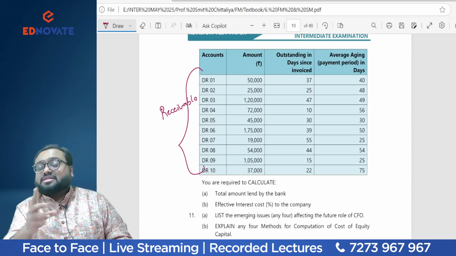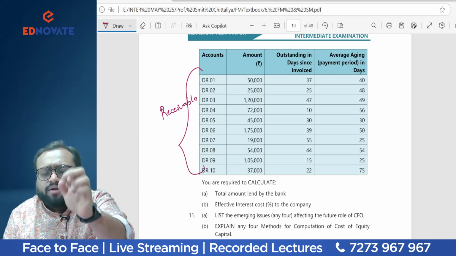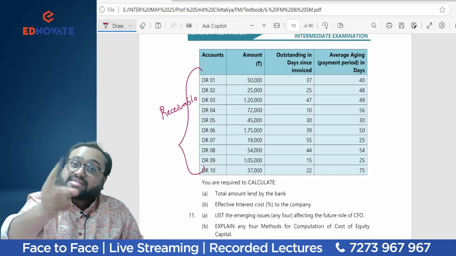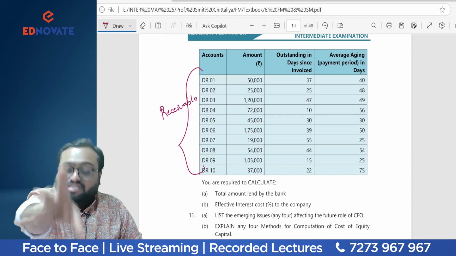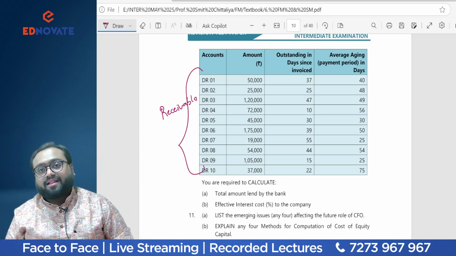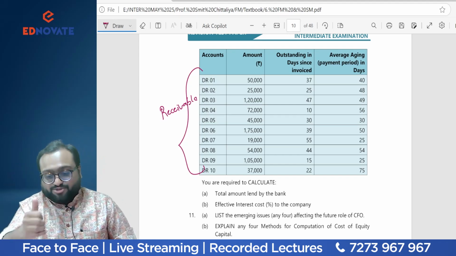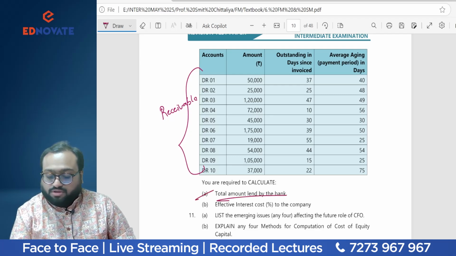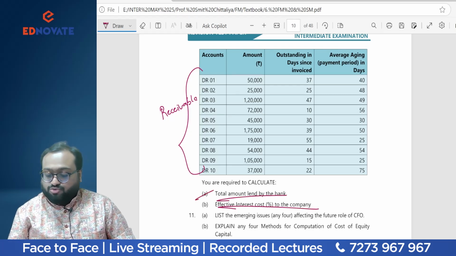And if both the conditions are not satisfied, one nice thing drafted in the question: the bank is ready to give you a loan, but only 65% of the receivable. So have a look at the question. It's a very nice question. First thing, what will be the total amount the bank will lend and the effective cost to the company?